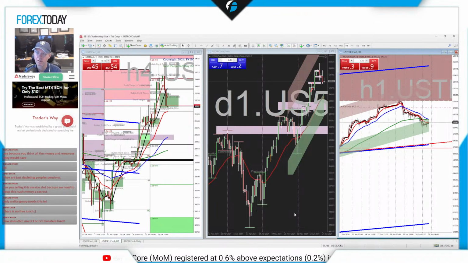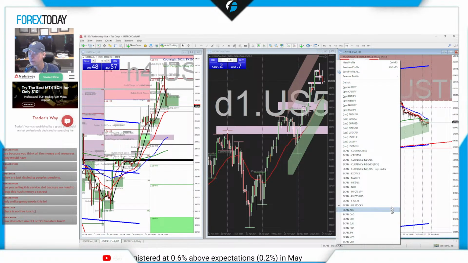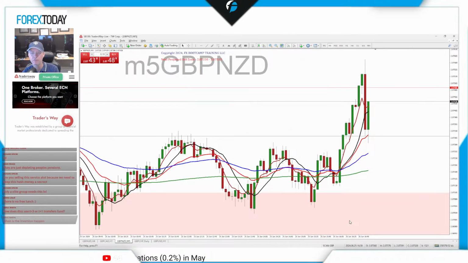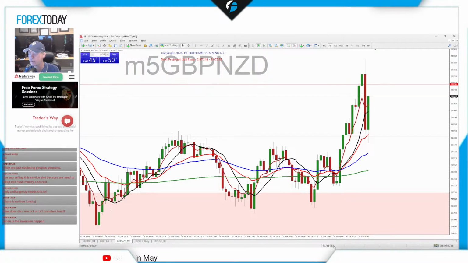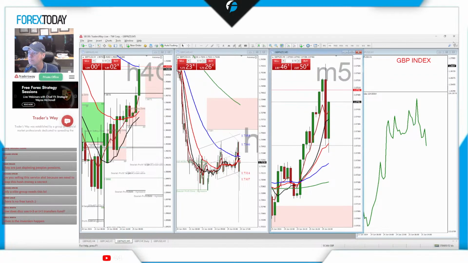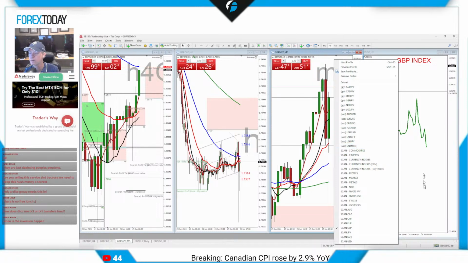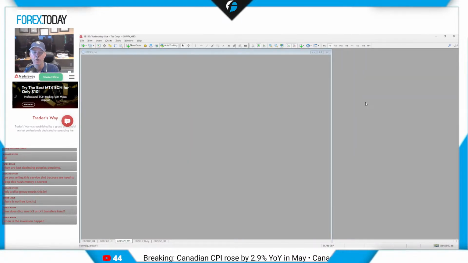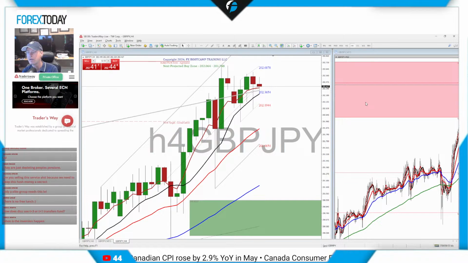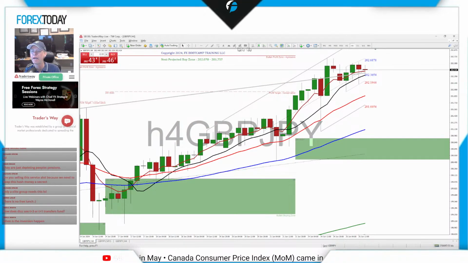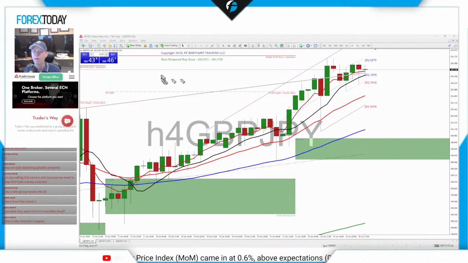So let's go to pound yen. Okay, this is pound kiwi. I meant pound yen, but whatever. Funny, there's not even a pound yen on this. Okay, all right. Pound yen. Where's my tool? Okay.